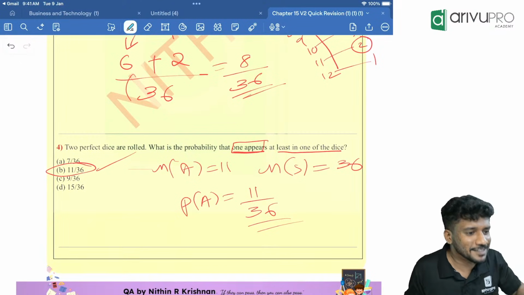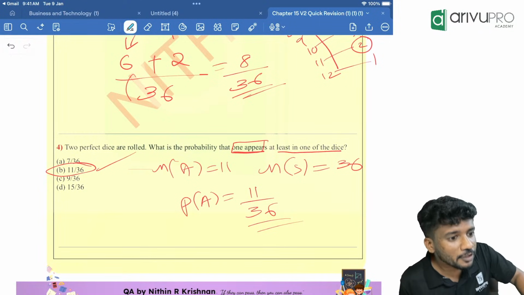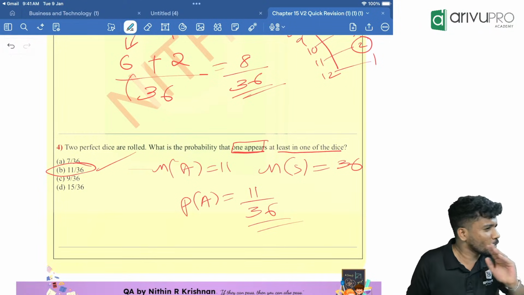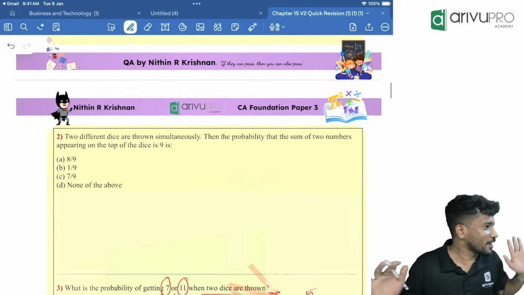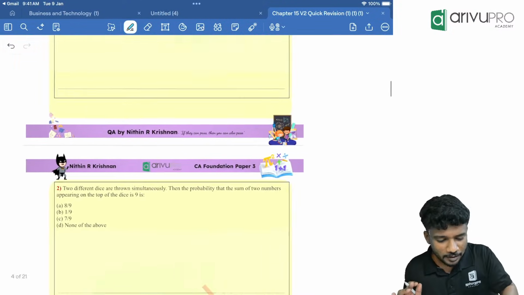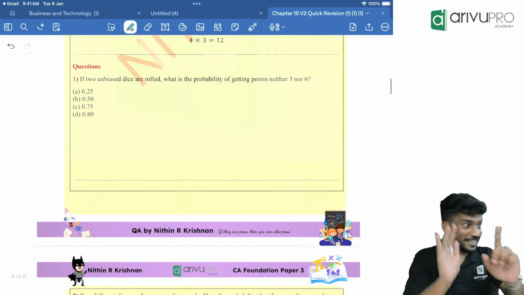How long is the revision going to be every day? 1 hour. We are planning for 1 hour. I don't want to ruin your entire sleep and all. Okay. Yes. Just 1 hour every day. Whenever I'm scheduling. Okay. That's the main thing.